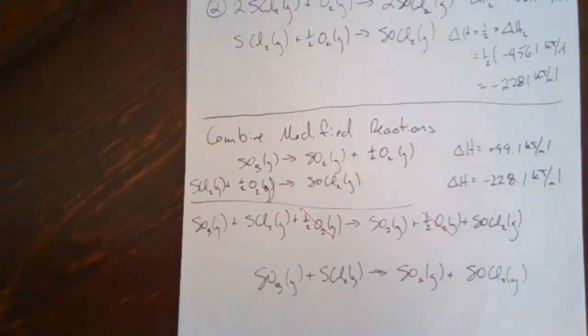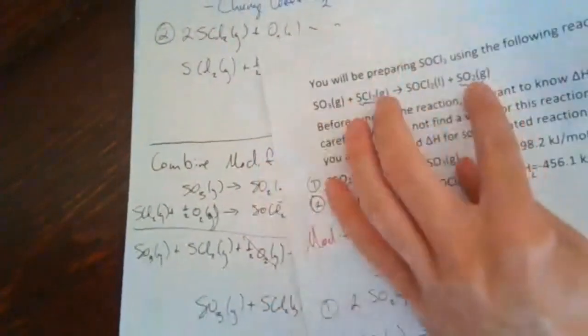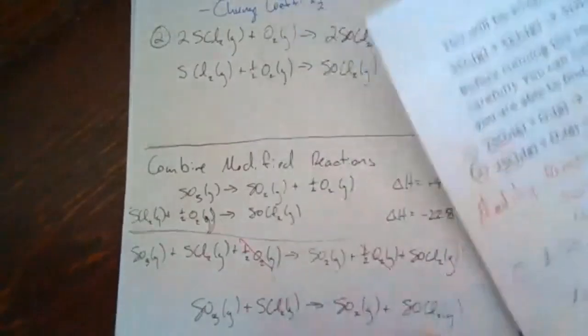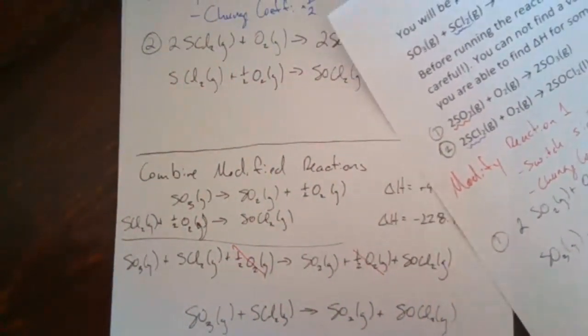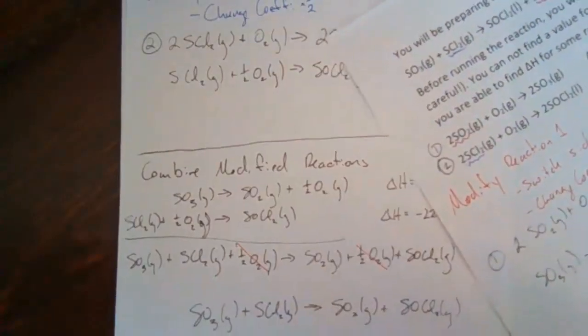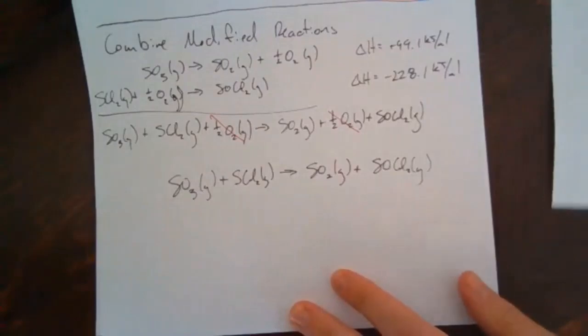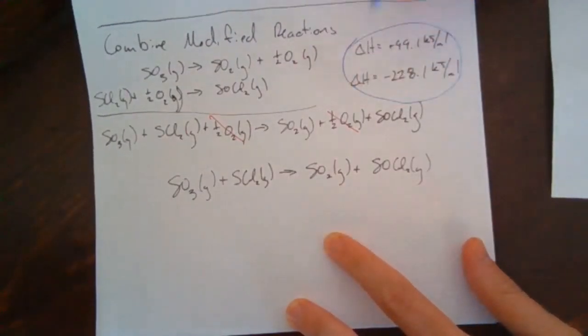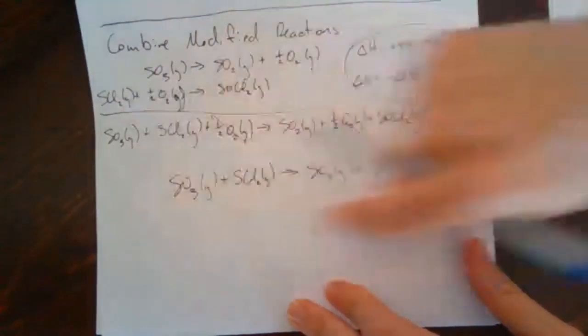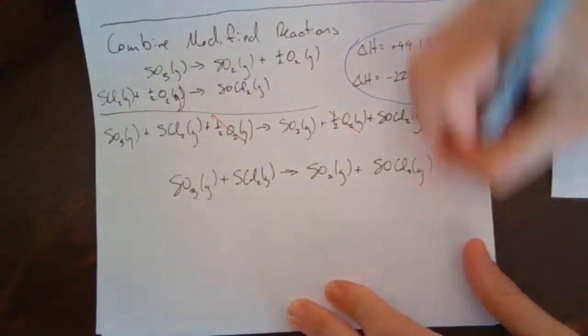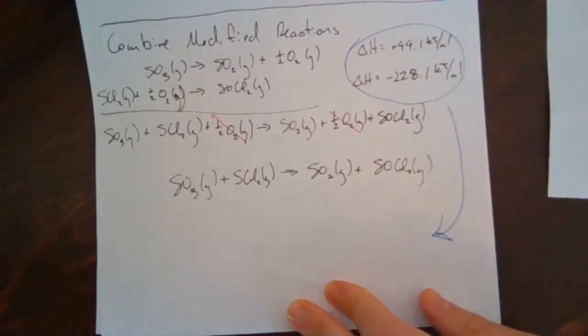Which isn't really that exciting because that was the reaction we were told we wanted to do. So it's good we have gotten the right reaction. It's not too nuts that we got it. We're trying to accomplish that on purpose. The thing we want to take from it is what is the delta H? It's going to come from adding these together. Because if these were the reference reactions, adding those together gives you this. So delta H for this reaction is the sum of those two values.